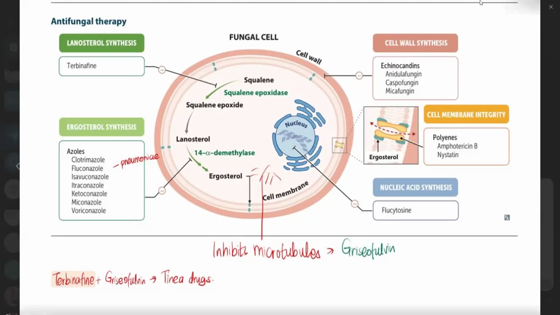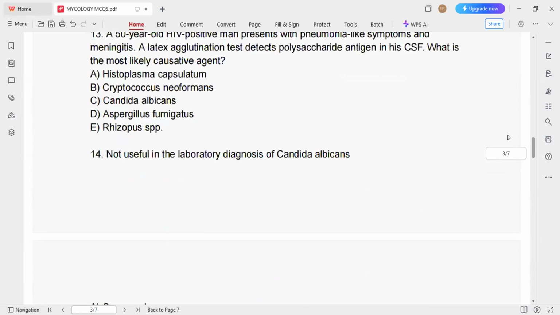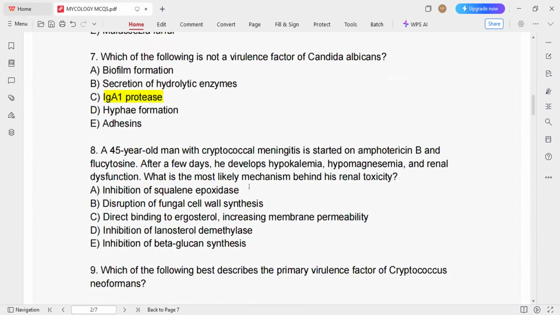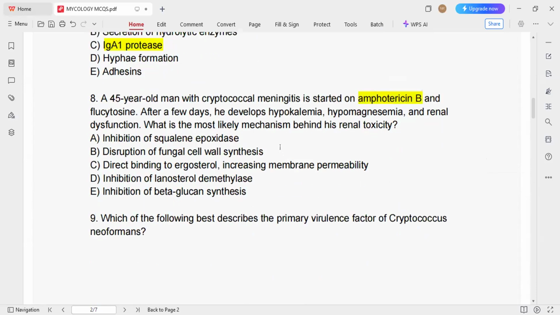Now let's go to the question. Which number was it? Yeah. So we have been asked the mechanism of amphotericin B. So what's the answer from my explanation? B or C? C.